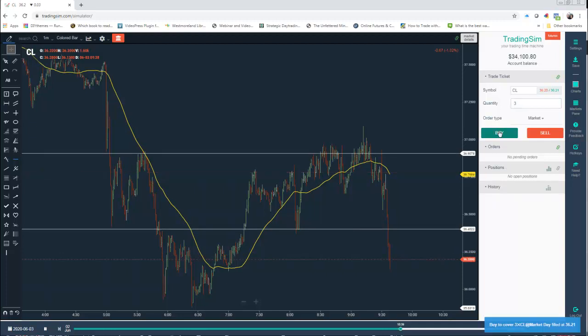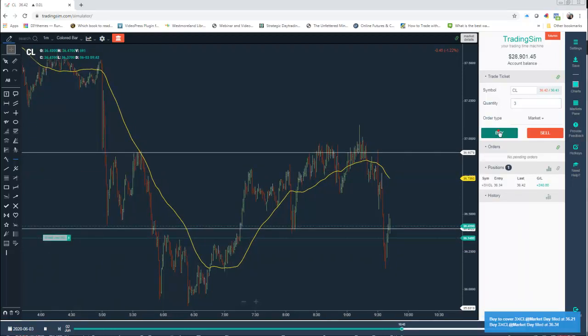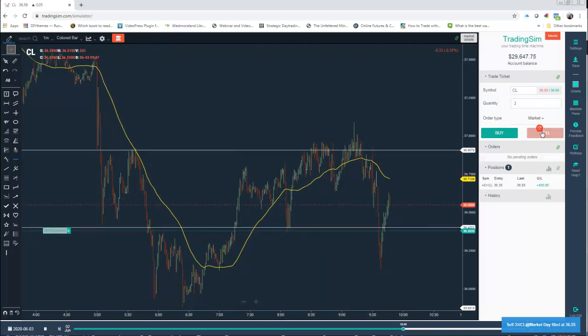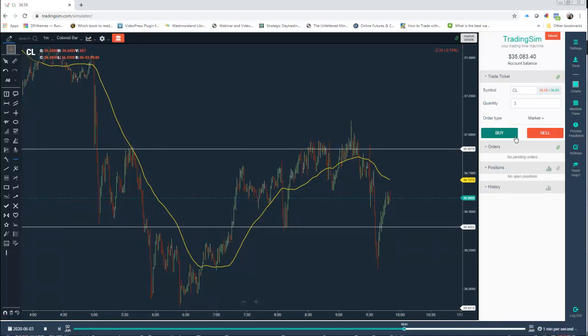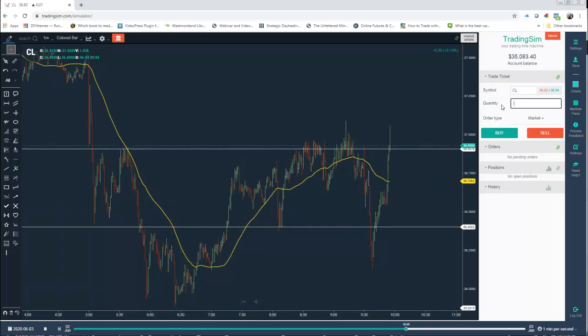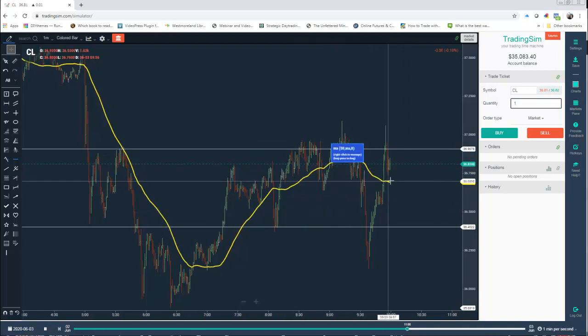Okay, I want to buy back, buy back. Whoops. What the hell? Okay, got out of that. It started buying and selling 3 at a time. All right, we're flat. The 50 bar is flat right now.